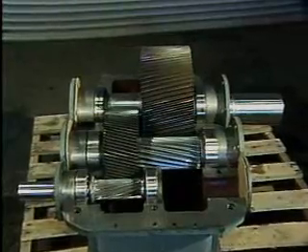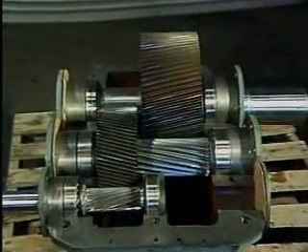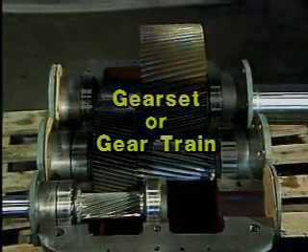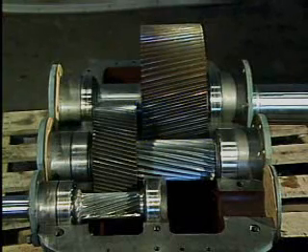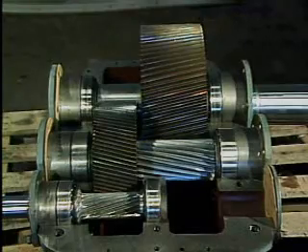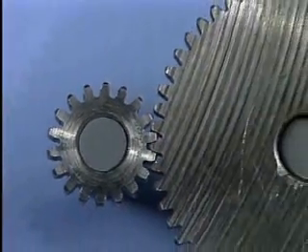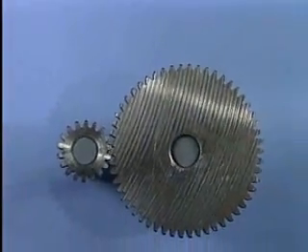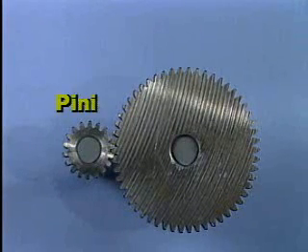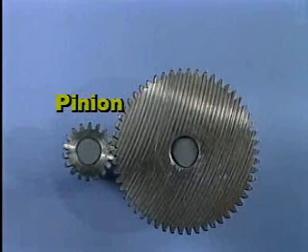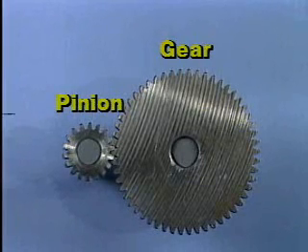When two or more gears mesh together, the arrangement is called a gear set or a gear train. Also, each gear is generally attached to a shaft. Often, gears that are meshed together will be of different sizes. In this case, the smaller gear is referred to as the pinion, and the larger one is simply referred to as the gear.